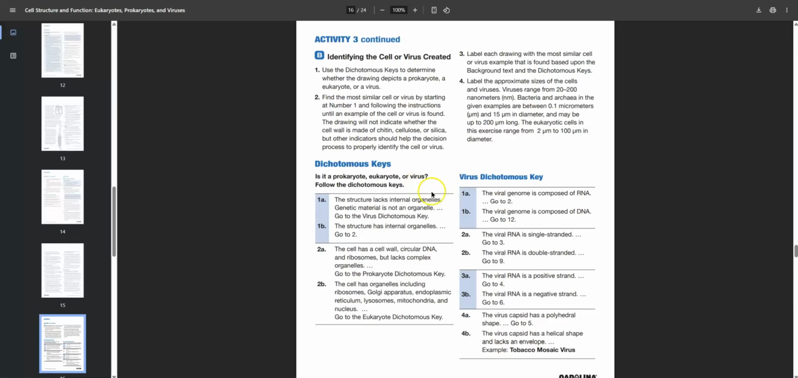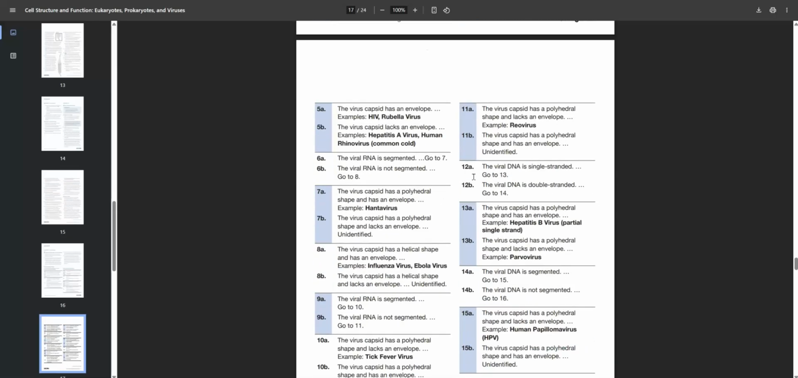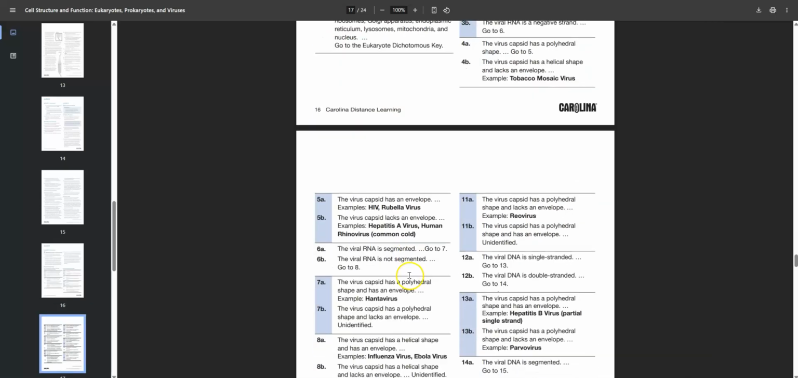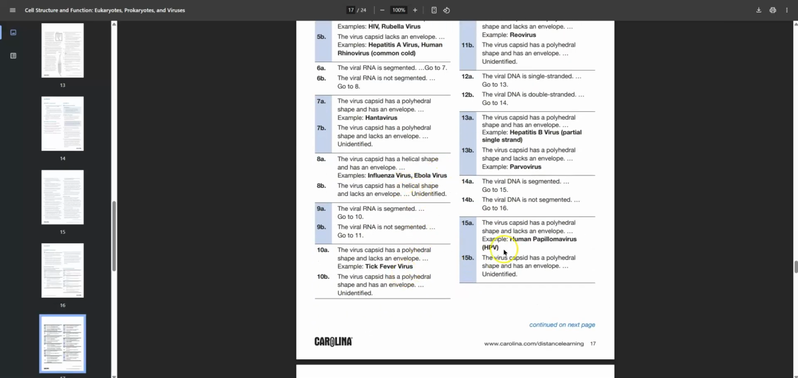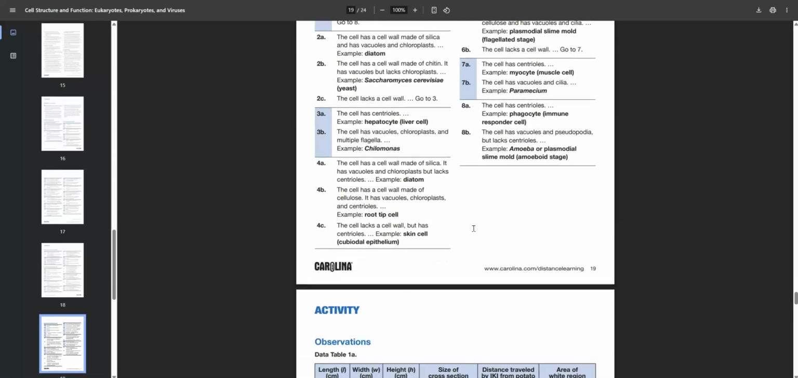These are your dichotomous keys that you're going to use in this lab. And these are kind of like a yes-no question. So for instance, if the first question is, does the structure lack internal organelles or does it have internal organelles? If it lacks, then you go to the virus. If it has internal organelles, then you just go to question 2. And then you just keep going with these directions, and eventually it will tell you what you are currently looking at. So there's a lot of those.